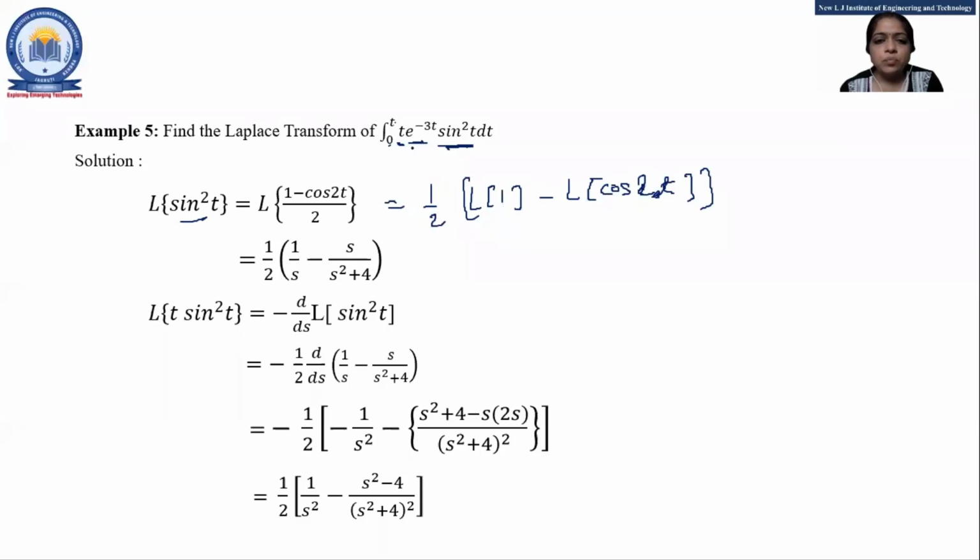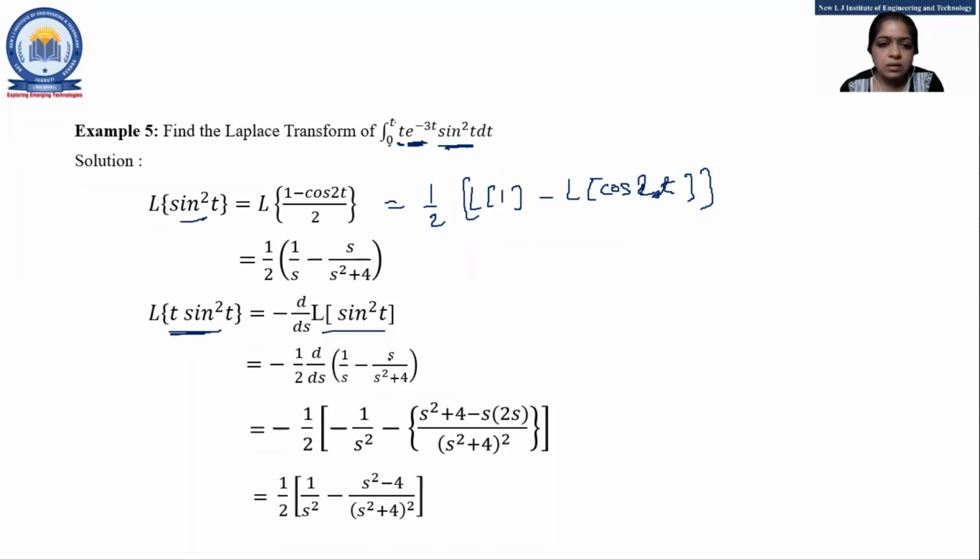But as I told you, when three multiplication terms are there, and in those three terms one term is the exponential term, you have to apply the exponential term, means the first shifting theorem, at last. It will be easy for you to solve. So now we'll find the Laplace of t sin square t. Since t sin square t is there, we'll put minus d by ds and the Laplace of sin square t.